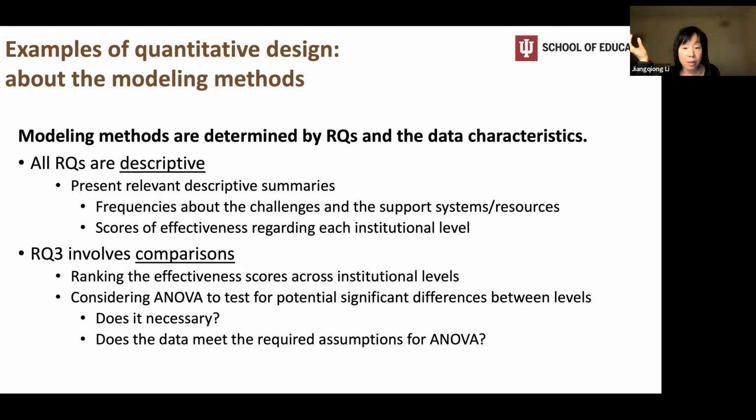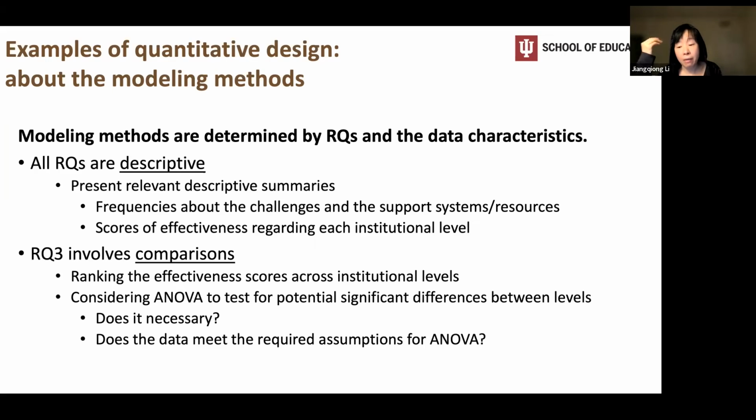And also you can have a group summary with respect to the institution level, because we also care about this in our third question too. Additionally, in the third question, we also involve some type of comparison. We ask which institution level can provide the most effectiveness in terms of the support system. Now, obviously, you want to rank the effectiveness score across all the institution levels, right? But that will be simply a descriptive statistic scope.